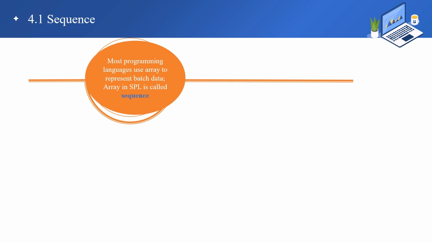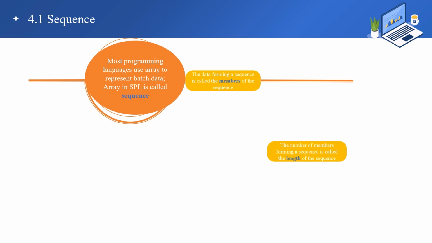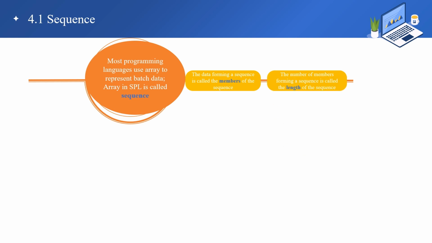use the concept of set. However, most programming languages do not retain the term set, but use array to represent batch data. SPL uses the term sequence to emphasize the order between batch data. Sequence and array can be understood as the same thing, only that the idiom is different, and sequence is mainly used in this book. A batch of data in order can form a sequence, which can be stored and named by a variable name. The data forming the sequence is called the members of the sequence, and the number of members forming the sequence is called the length of the sequence.